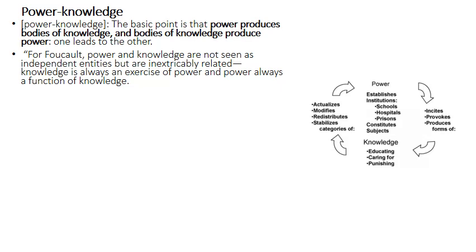So for Foucault, power and knowledge are not seen as independent entities, but are inextricably related. Knowledge is always an exercise of power, and power always a function of knowledge. Now, let's break this down. Think about it very simply. Knowledge is always an exercise of power. This means that to know something, or to know someone even, is to have a certain power over them.